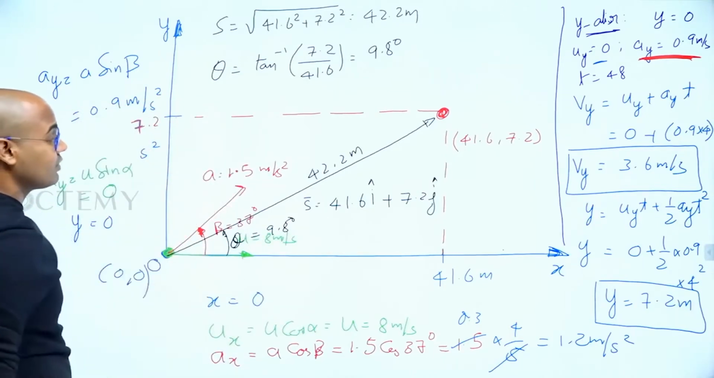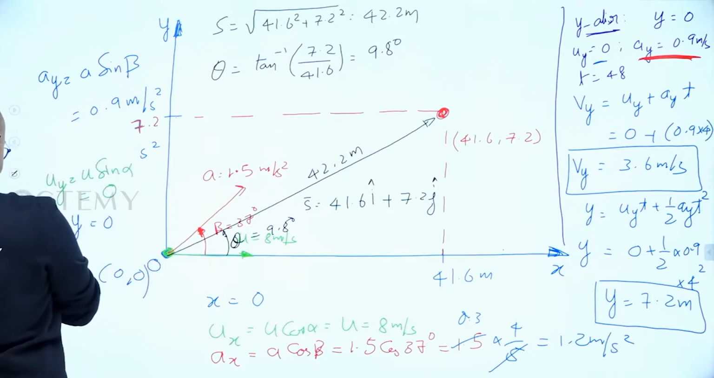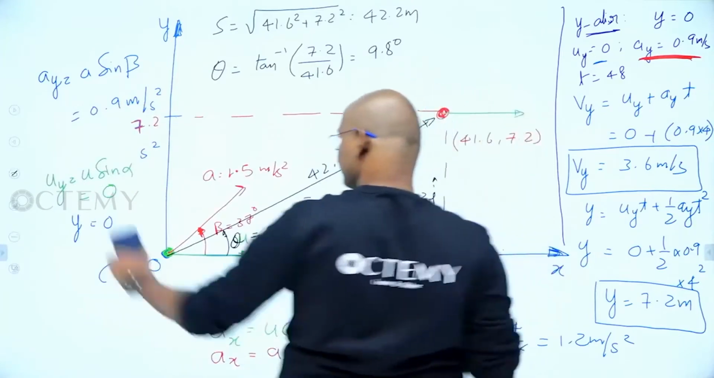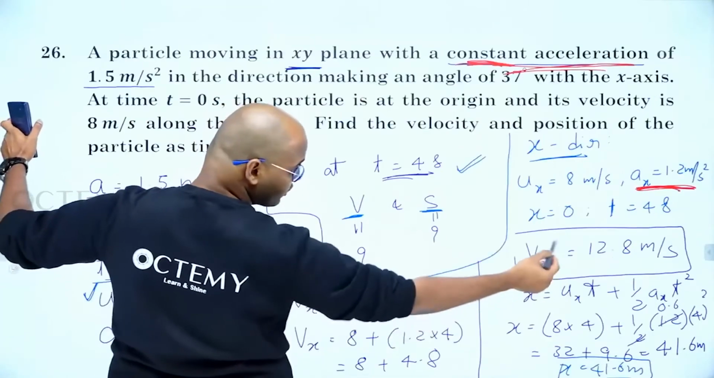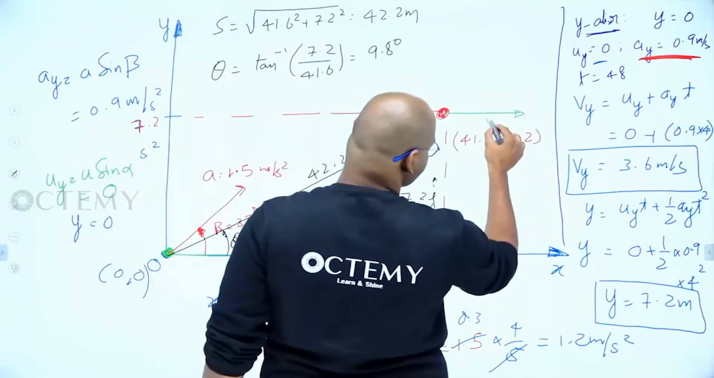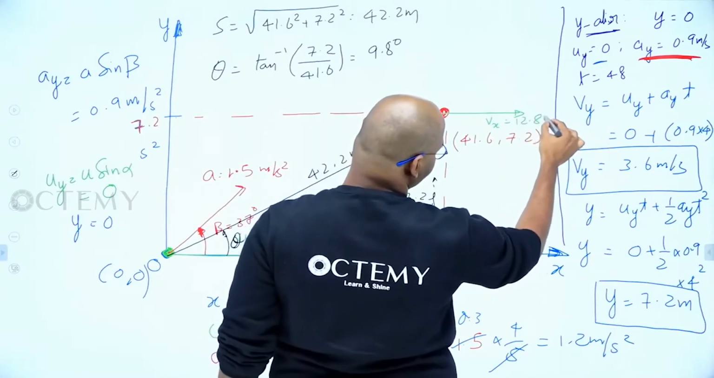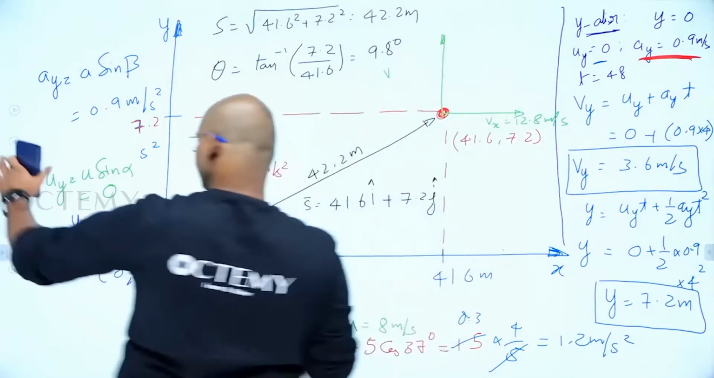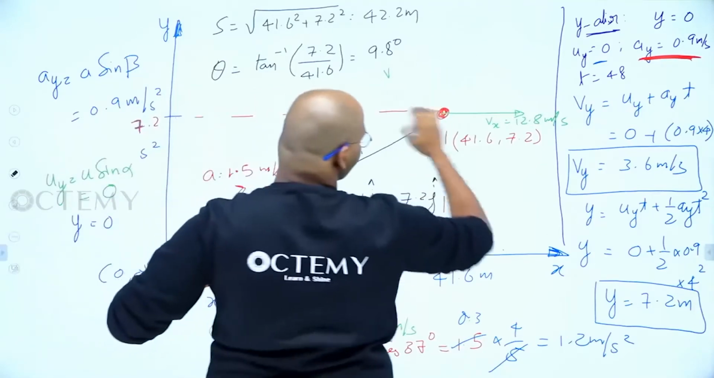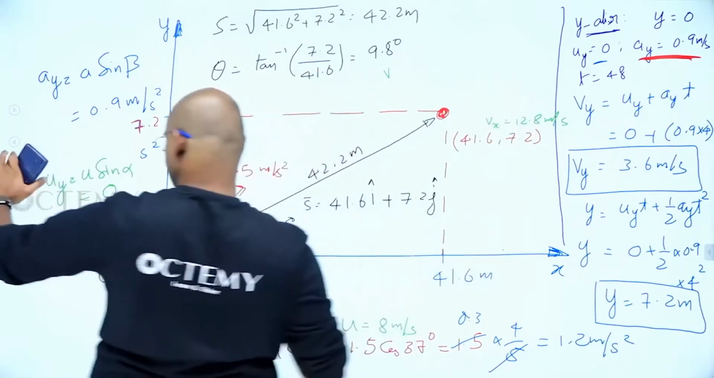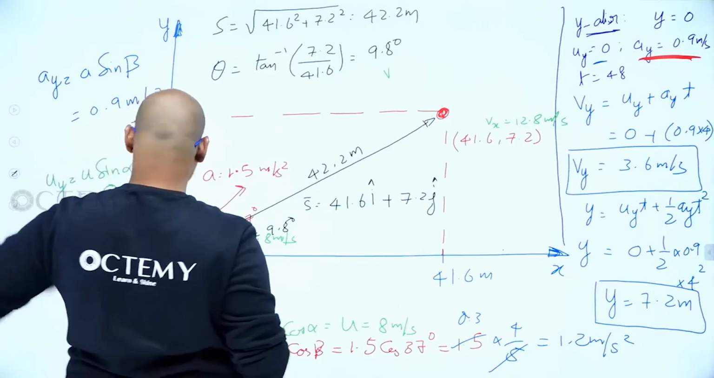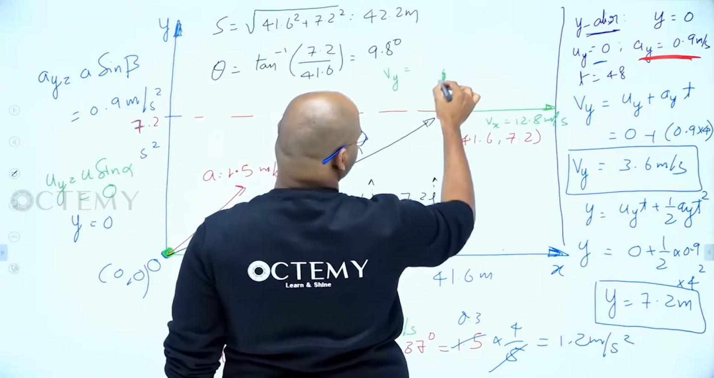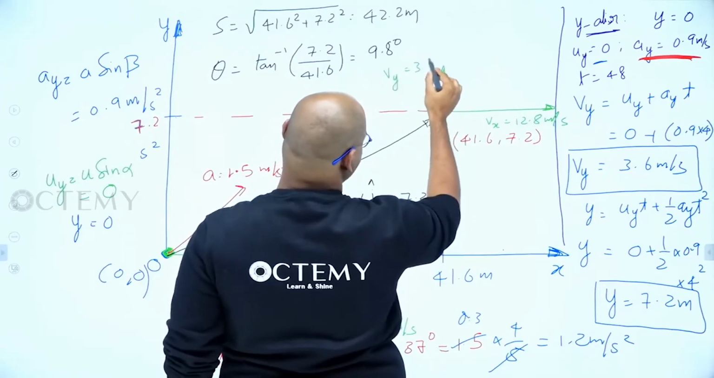I got the position. Next I want final velocity. Now go for the velocity. So what's the final velocity in x direction I got? We have here 12.8 meter per second. Velocity in x direction, Vx is equal to 12.8 meter per second, and velocity in y direction, Vy is equal to 3.6 meter per second.